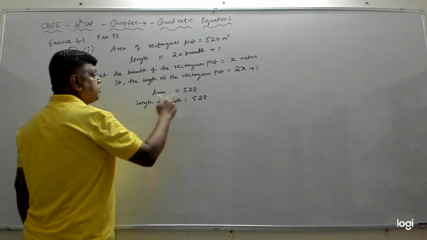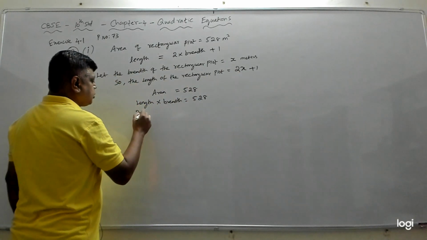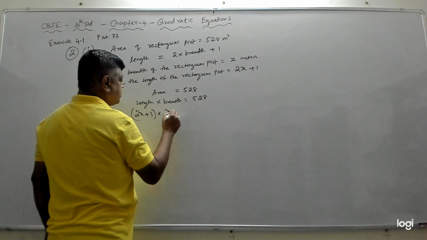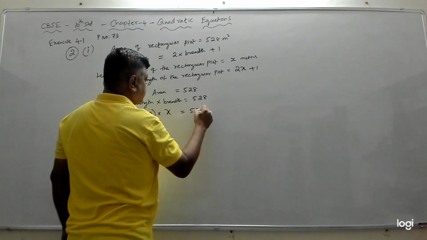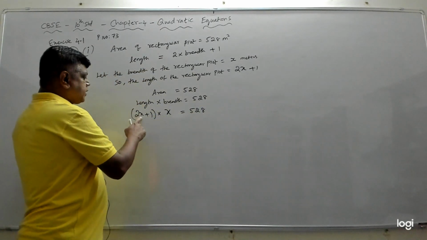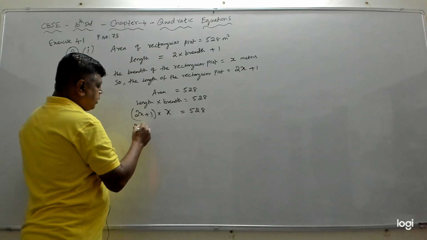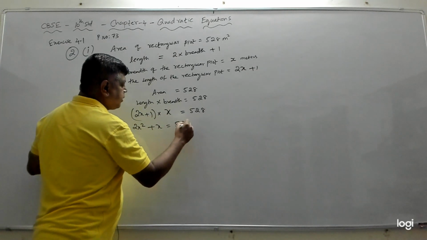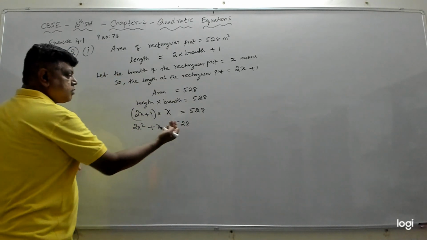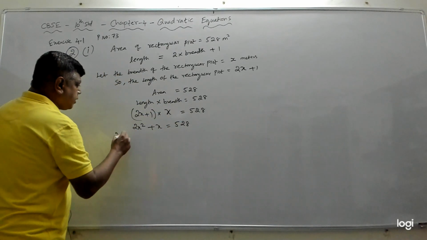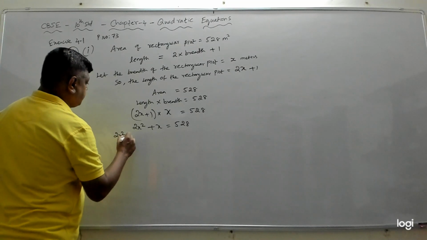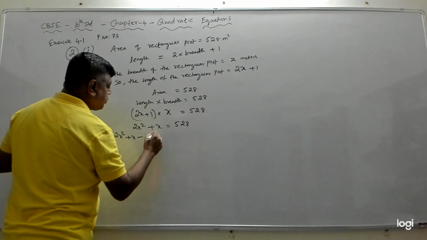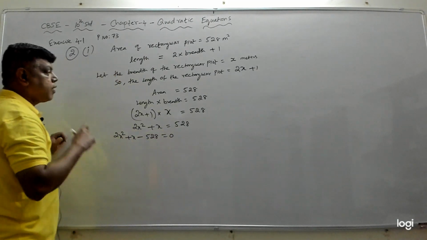What is the length? Length is 2x plus 1. So 2x plus 1 into breadth. Breadth is x. So into x equal to 528. So we should multiply these two. Now 2x into x is 2x square. Then 1 into x is x equal to 528. Now bring this 528 to this side. You will get 2x square plus x, minus 528 equal to 0.